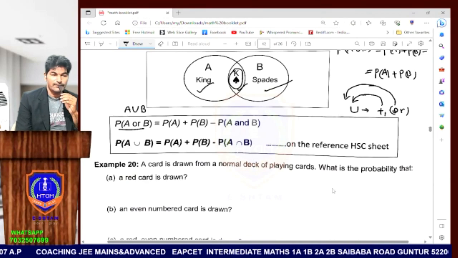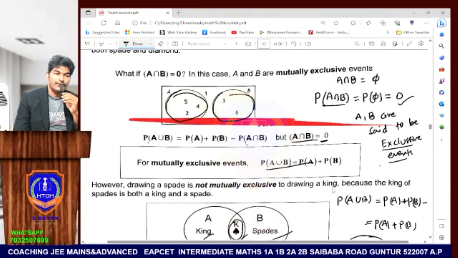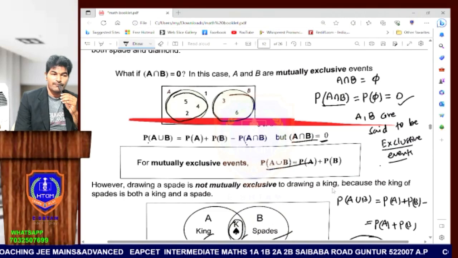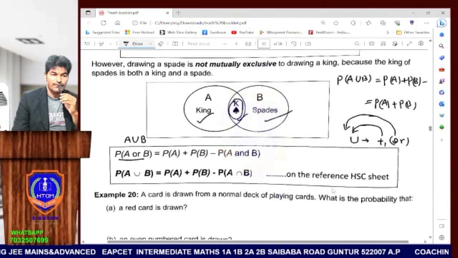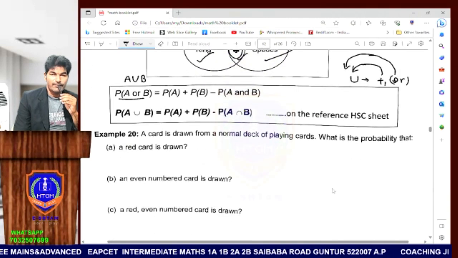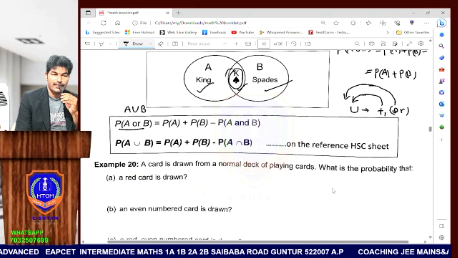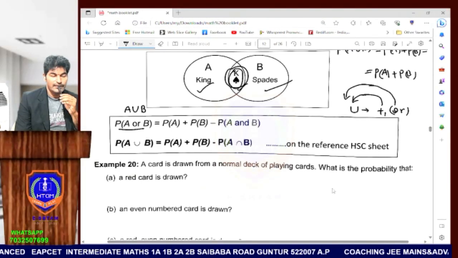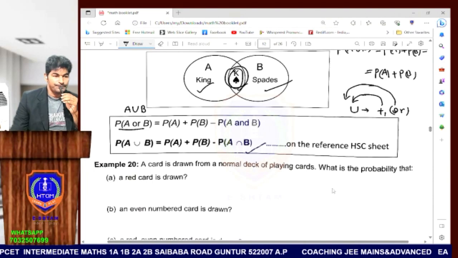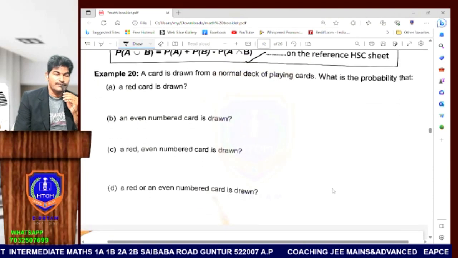So we know that, according to the addition theorem, P of A union B equals P of A plus P of B minus P of A intersection B. In the addition theorem, if they are exclusive events, then the intersection will be 0. Now in this case, the intersection exists, like spade king. So you can write P of A union B equals P of A plus P of B minus P of A intersection B.